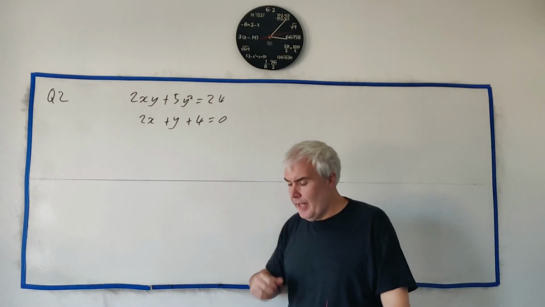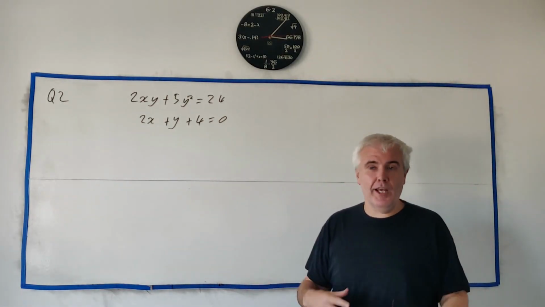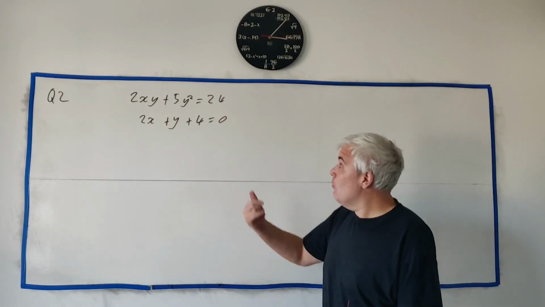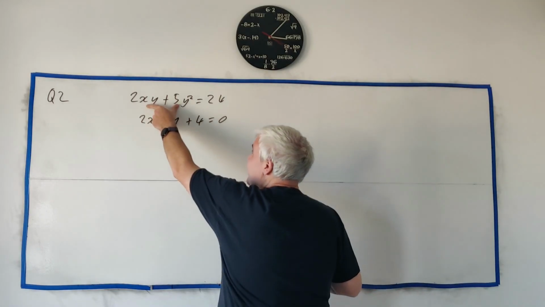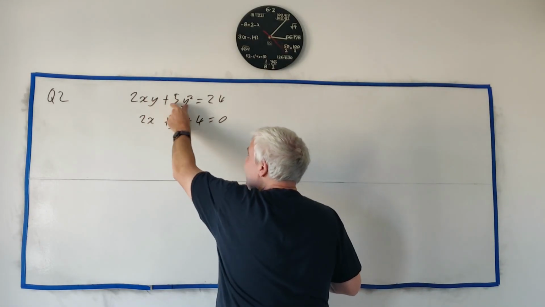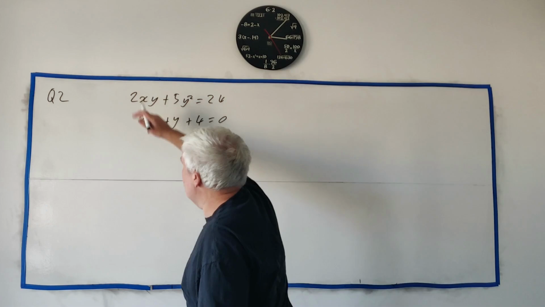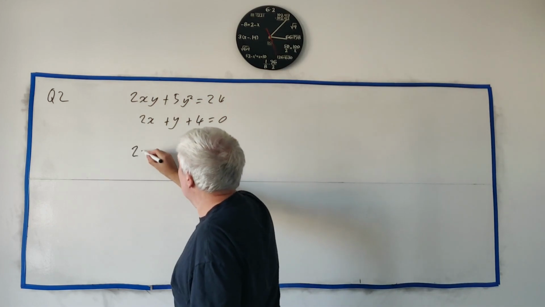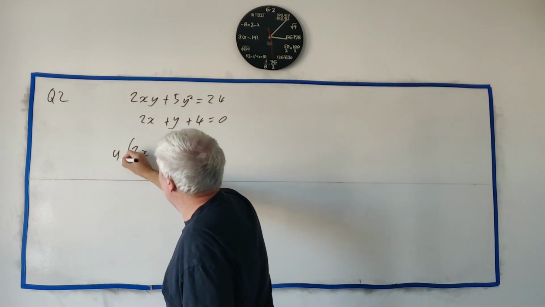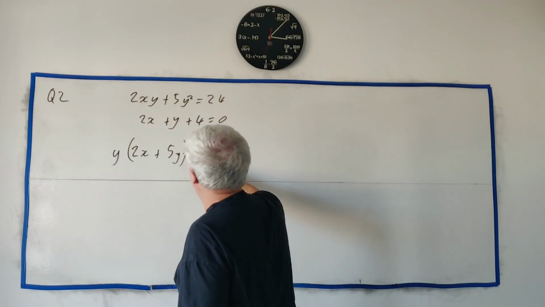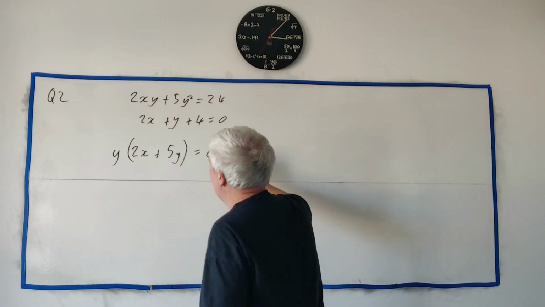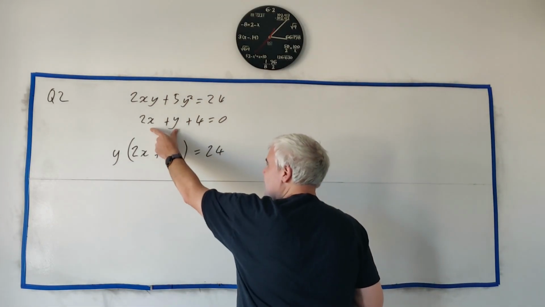Now that method that I just showed is the one that'll work nearly all the time for you. But there is a slightly more interesting one here. This looks a lot like this. If we take y out of both of these, we look a little like that. So this first one, what I mean here is, this is 2x. If we take y out of that, plus 5y equals 24. This looks a little like this guy.